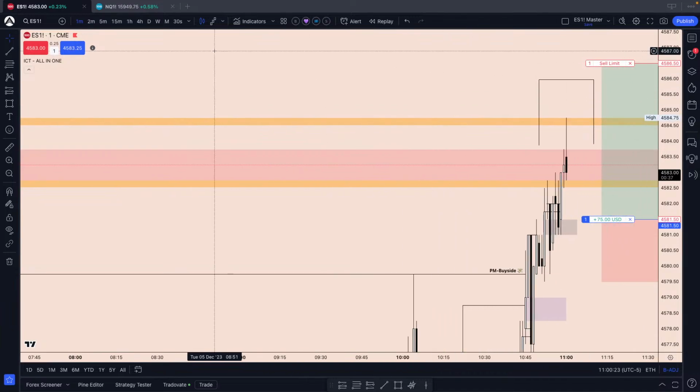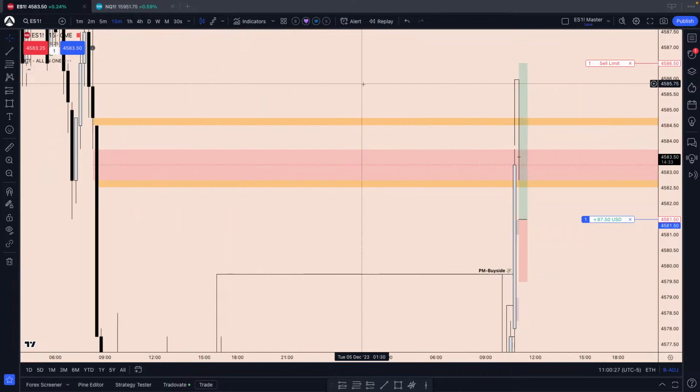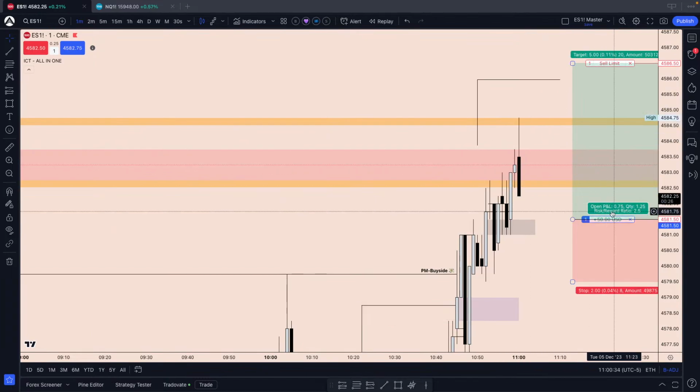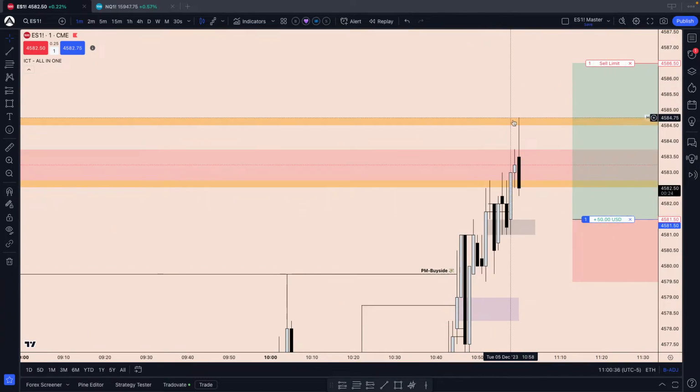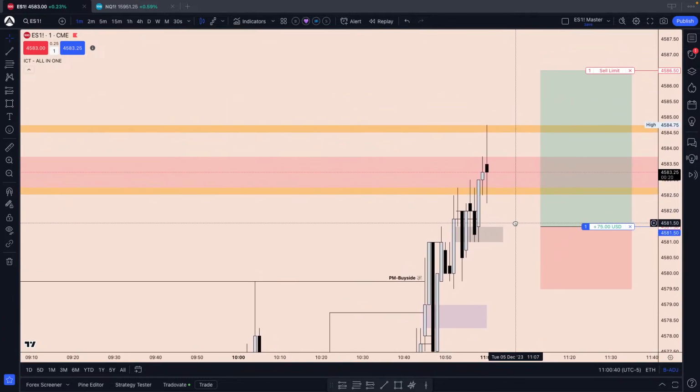Remember that on the 5-minute time frame and 15, unfilled volume imbalance. Don't get thrown off by this little wick here. What is drawing? That's stupid. Let's see. Stop is already protected.